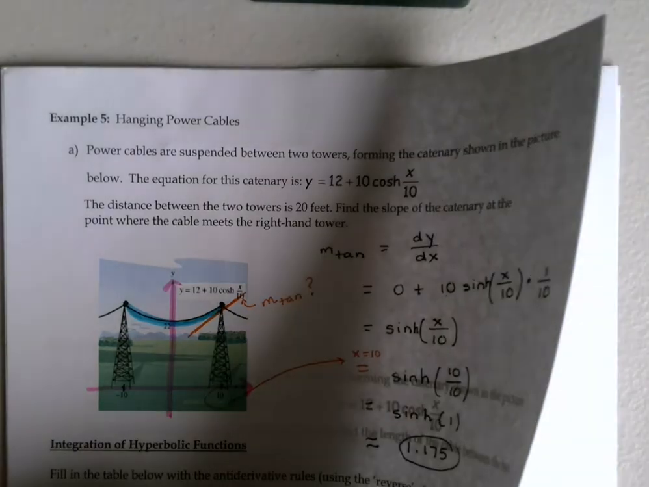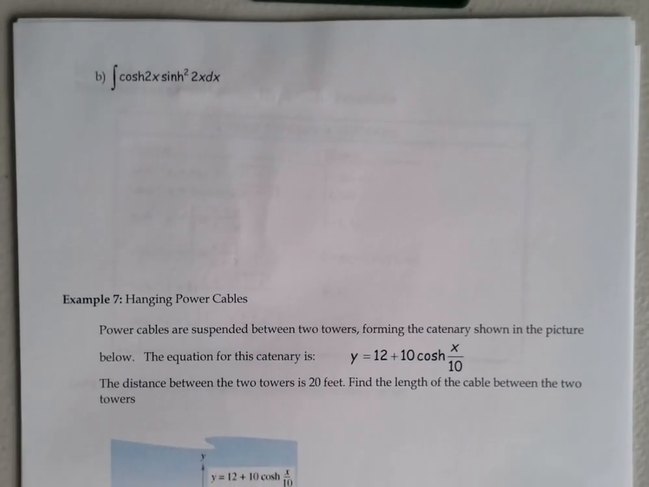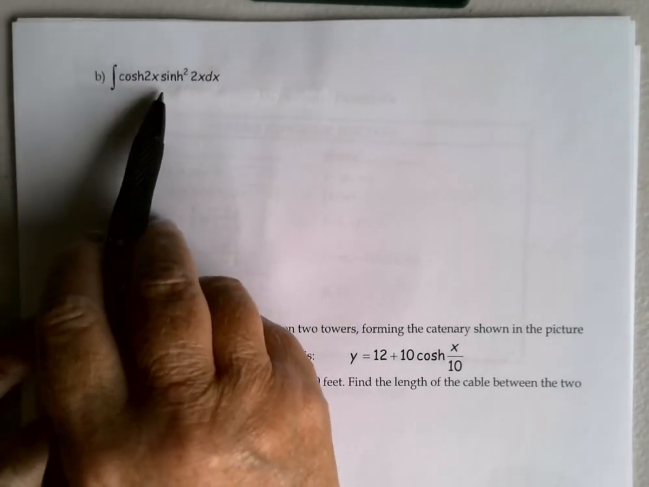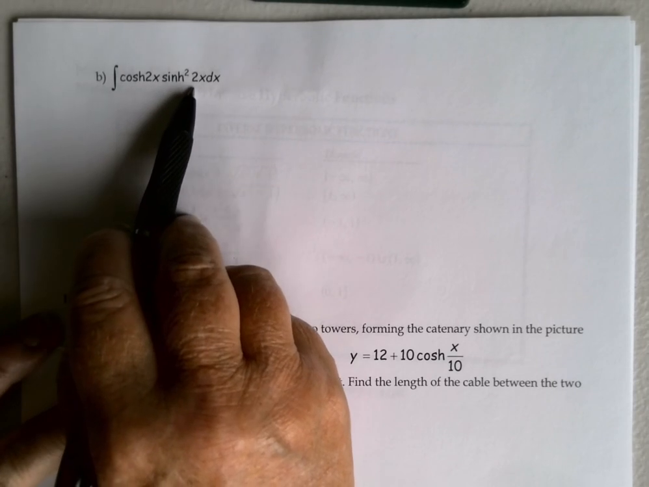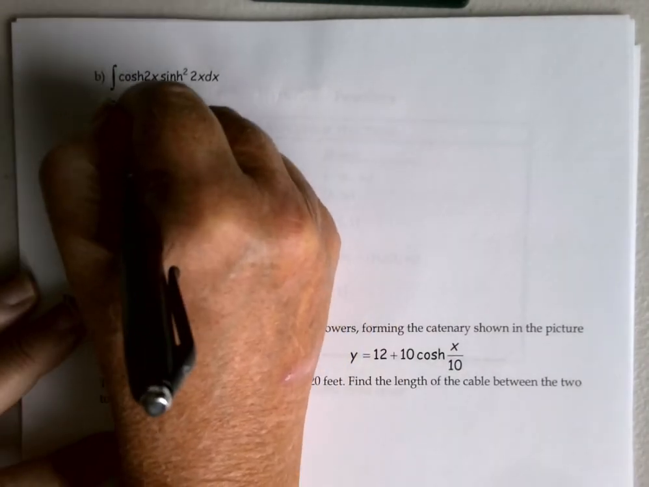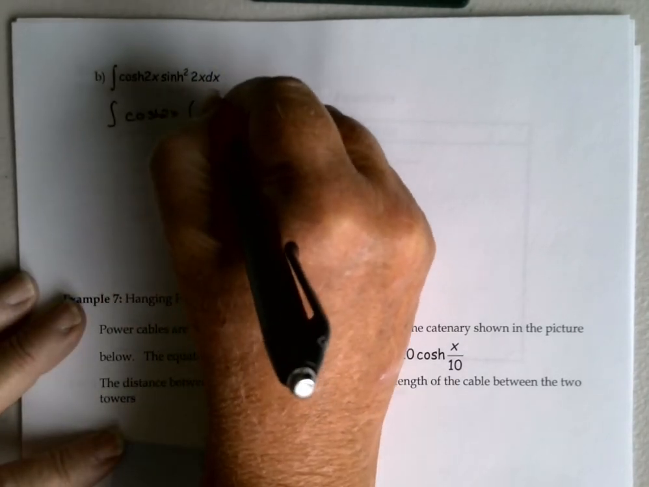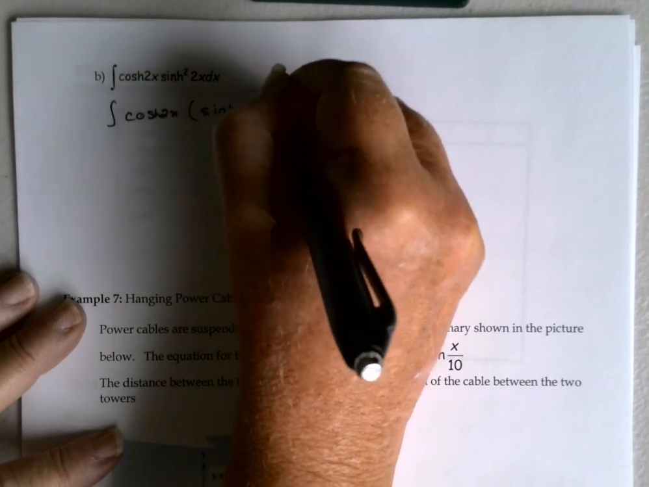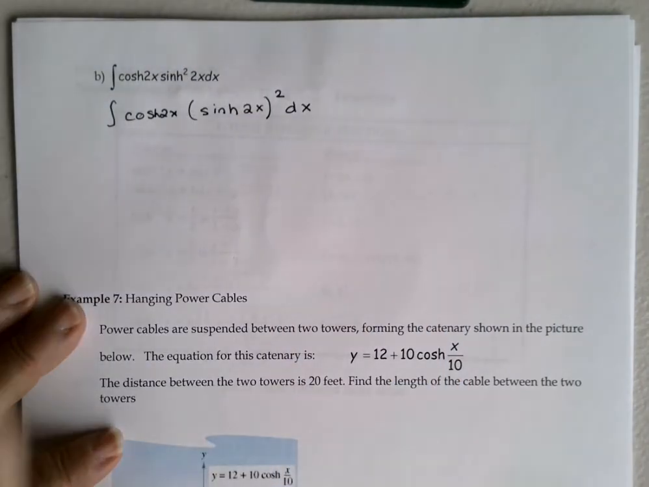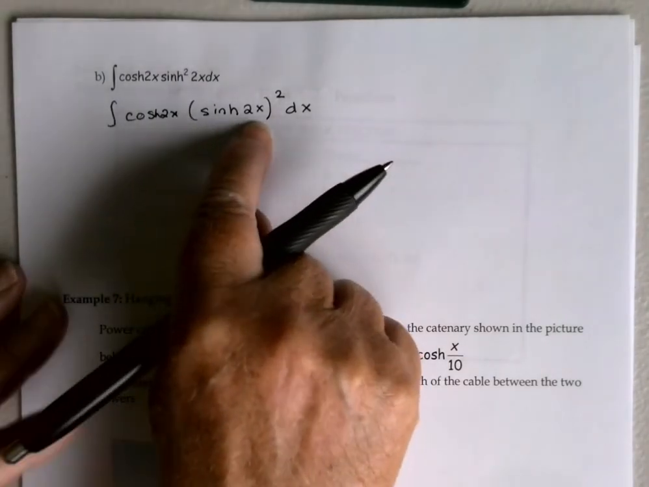Let's do one more, and then we'll finish with a last application. All right. We have the integral of cosh 2x, sinh squared 2x dx. I'm going to start by rewriting this as cosh 2x times sinh 2x squared, because it emphasizes that this sinh 2x is inside the squaring function, making this a good candidate for my u.